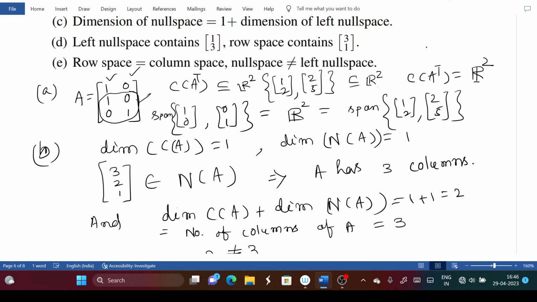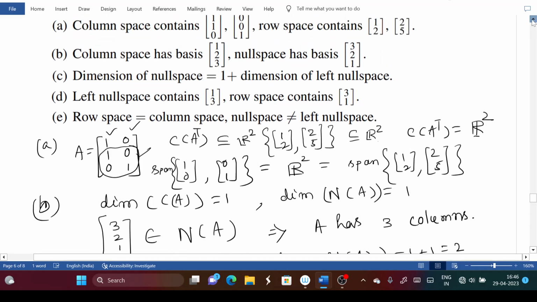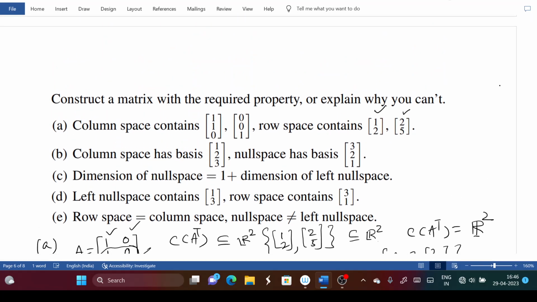If I have 3 components in my null space vector, naturally I have 3 columns in my matrix, and the number of columns is equal to the dimension of column space plus the dimension of null space. But here it has one vector in its basis for each, so they are of dimension 1 and 1. So such a matrix cannot be constructed.